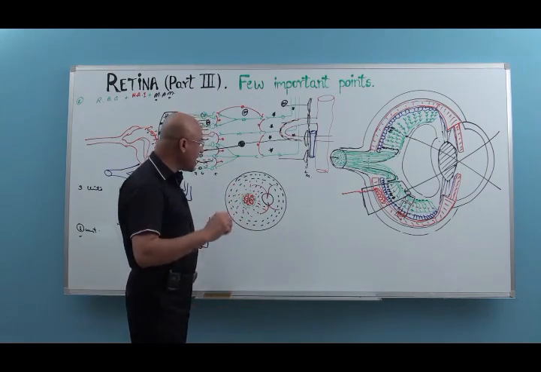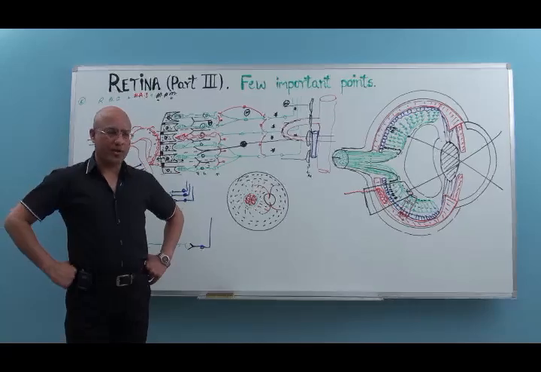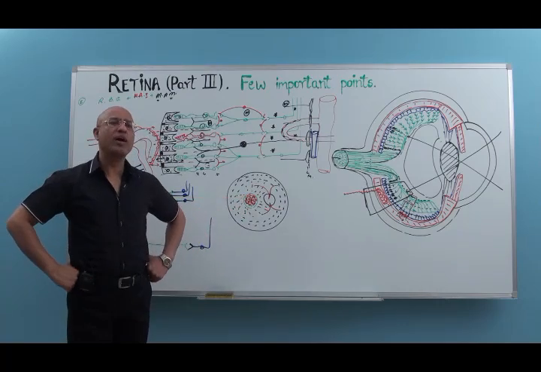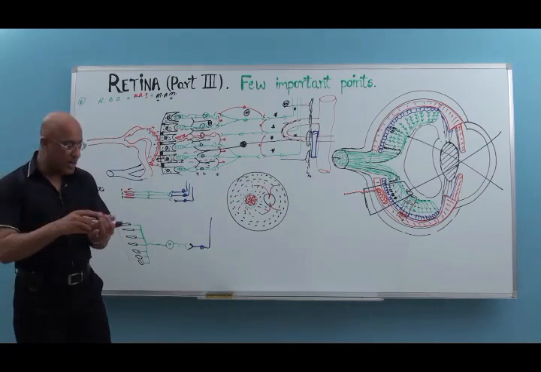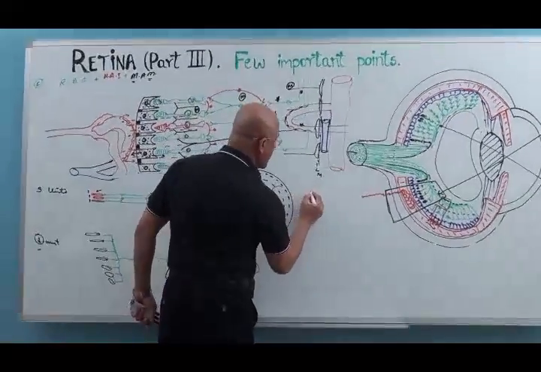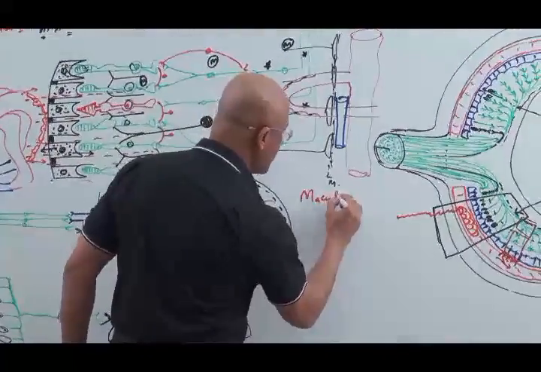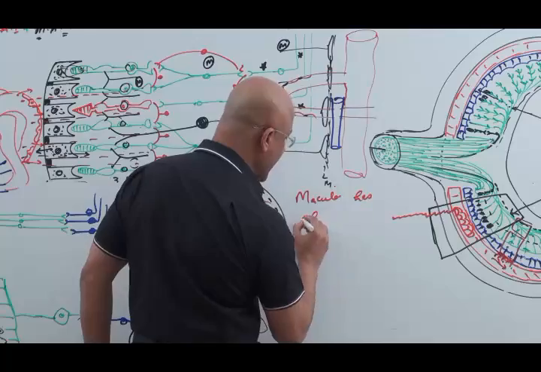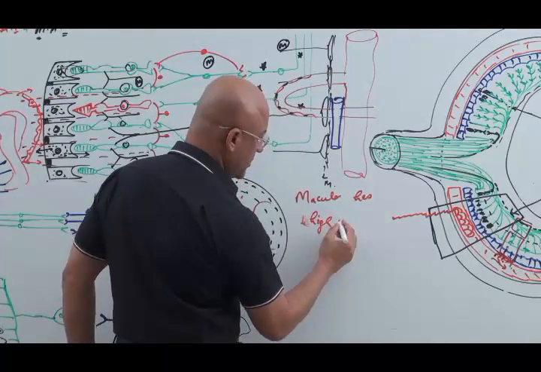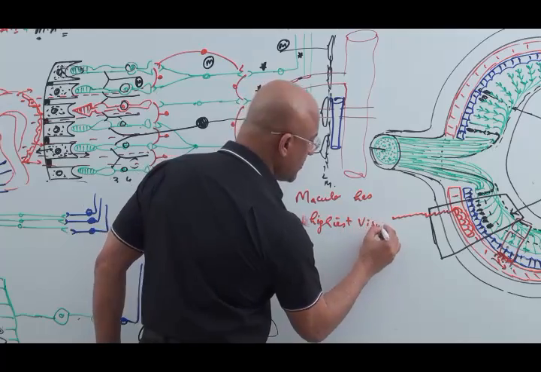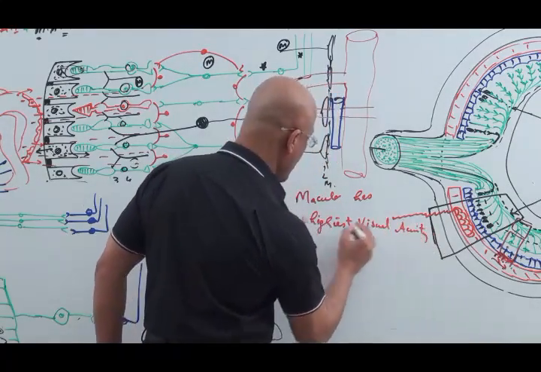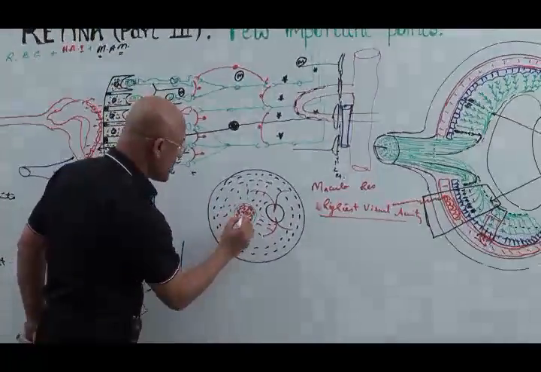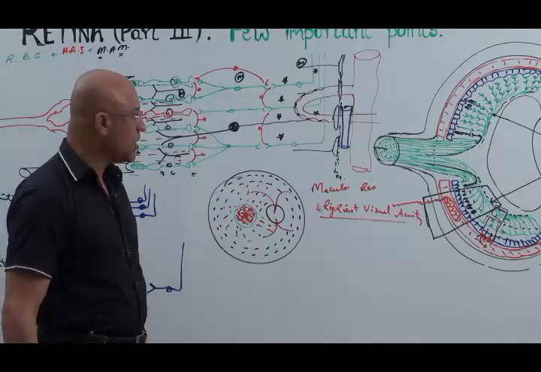Is that right? If someone asked you what is the point of maximum acuity, sharpest acuity, that is fovea centralis. But why? First I make the statement: macula has the sharpest, or highest, visual acuity. Especially the fovea centralis, the center of the macula, this point, has the sharpest visual acuity. What are the reasons?